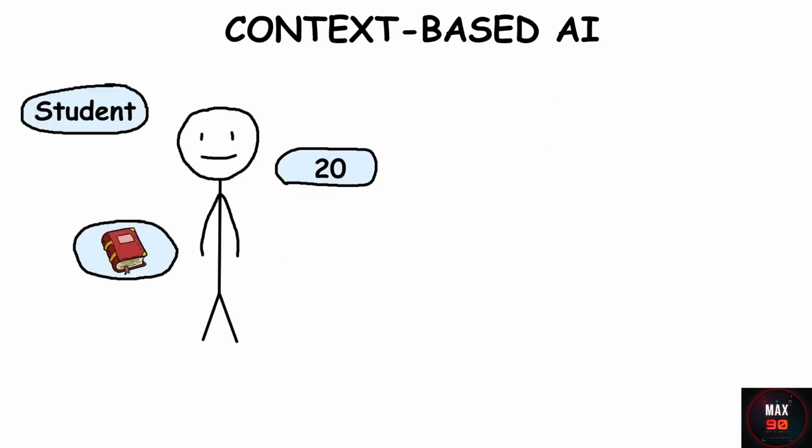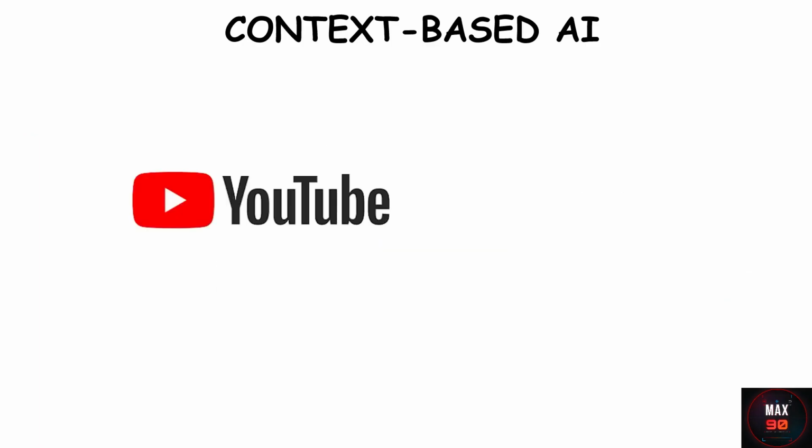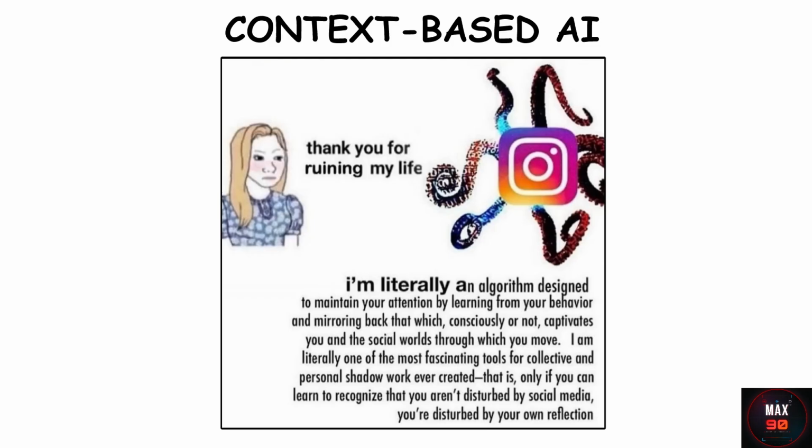One big advantage of context-based AI is that it can make predictions. By learning from your data over time, it can guess what you might need or want in the future. For example, YouTube and TikTok use your viewing history to suggest videos you might enjoy, and we all know how good they've gotten at it.